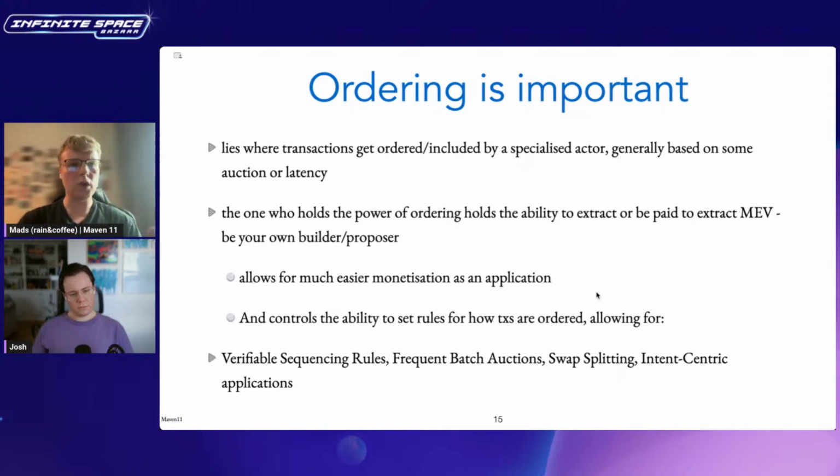But I think there's cooler ways of actually utilizing these ordering powers too, specifically to not extract from your users, but rather to provide them with arguably a fairer outcome. And these are some of the things that we see here at the bottom. So verifiable sequencing rules could be things like frequent batch auctions, where you have a uniform clearing price. You could even do things like swap splitting between different pools or between different blocks if you have very large transactions. And you can also start to see this with sort of intent-centric applications.